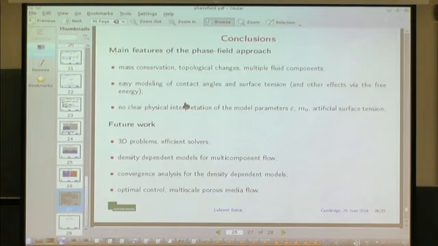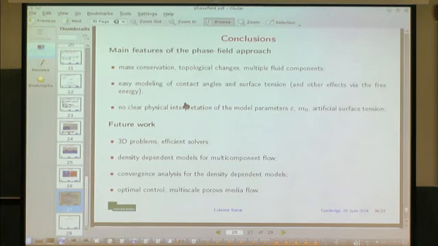I will conclude now with some remarks on this approach and on the numerical approximation. These phase field models have the advantages that they preserve the mass, they can deal with topological changes, with multiple fluid components, so not only 2 but more. We can easily include different physical effects via the free energy in some rigorous way.